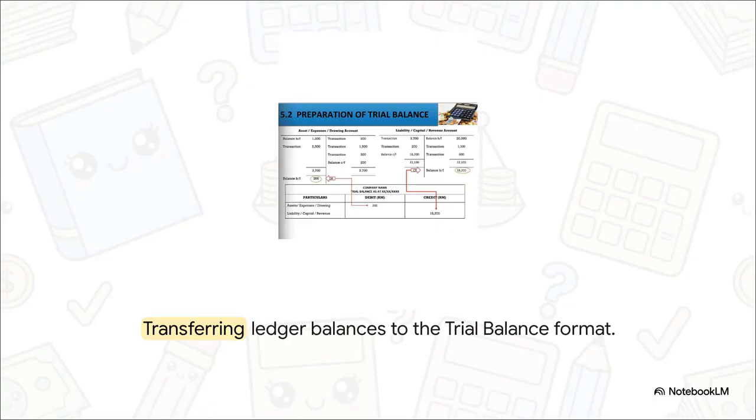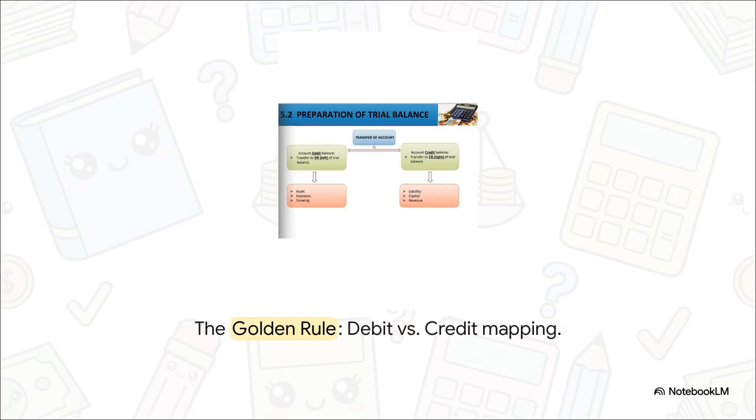Check out this example from the notes showing balancing off. Notice the calculation here. You've got an RM200 debit balance, say from an asset or expense account, and an RM18,200 credit balance from a liability or revenue account. These are finalized as the balance brought down. Those exact finalized numbers are what you literally pull straight from the ledger to build your trial balance. The trick here is knowing exactly where to put them.